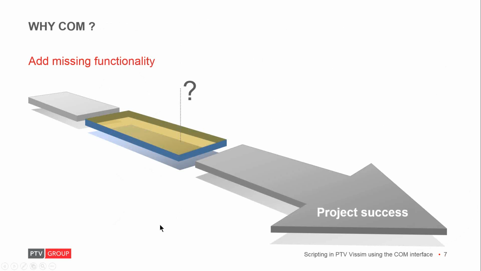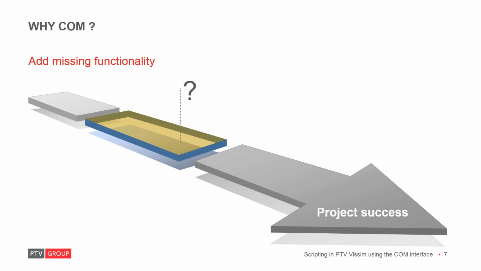So why COM? Why do you need it? What is possible with COM? The short answer would be almost anything can be done with COM. I'll show a little bit, and we have an example you can watch. There are almost no limits. So if there's any functionality missing in Vissim for your project, you can use a COM script to add this functionality.